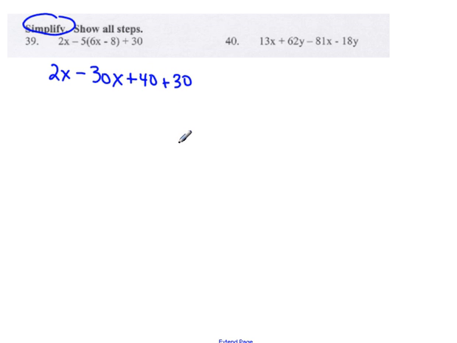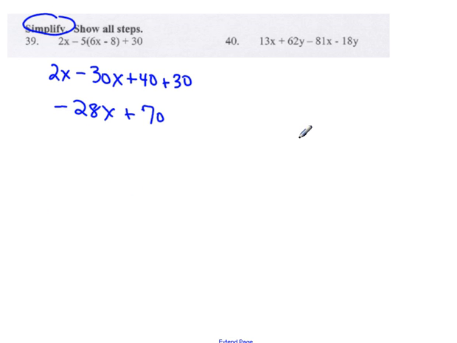No equal sign, guys, so we don't want to bring anything to both sides. We don't have both sides to do that. All you do is collect like terms. So here we have 2x minus 30x gives you negative 28x. 40 plus 30 is 70. You're done. No more like terms, no equal sign. You're not trying to get x by itself.